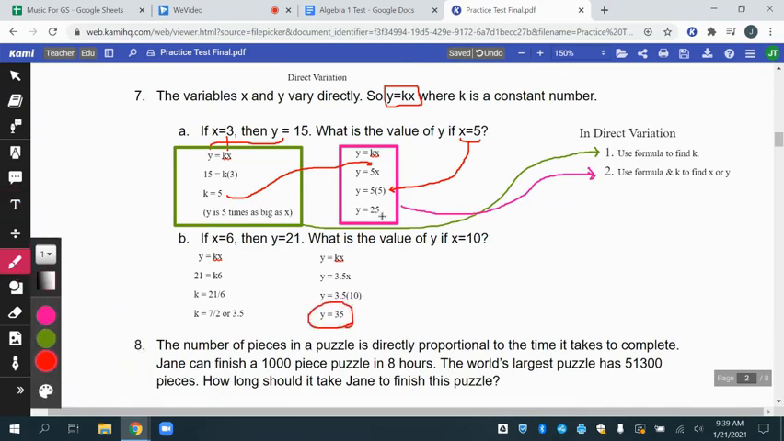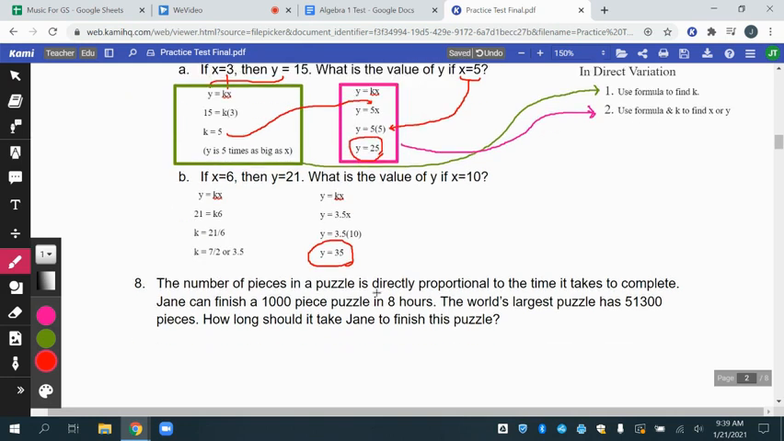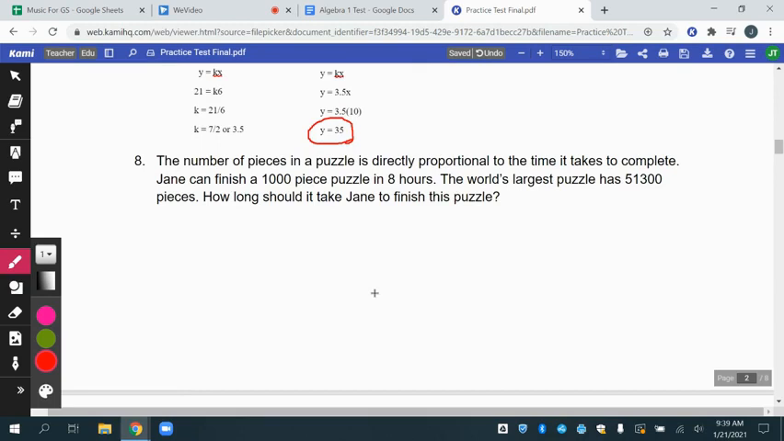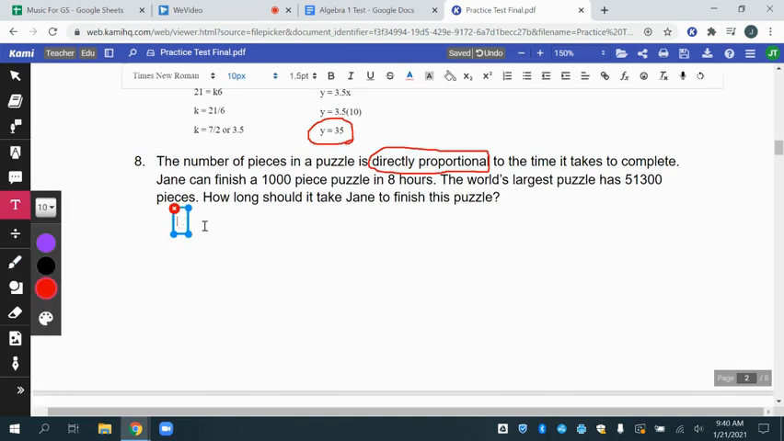I never remembered to circle the answer here. There, we got our answer. Okay, this is similar. This is also directly proportional. Direct variation. So I'm going to solve this the same way. I'm going to use Y equals KX.